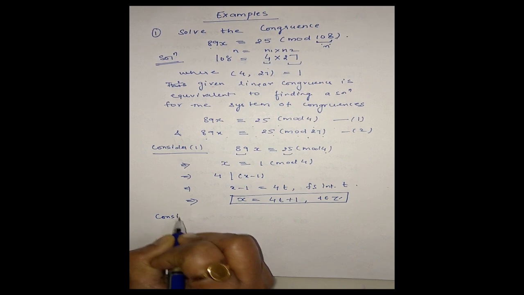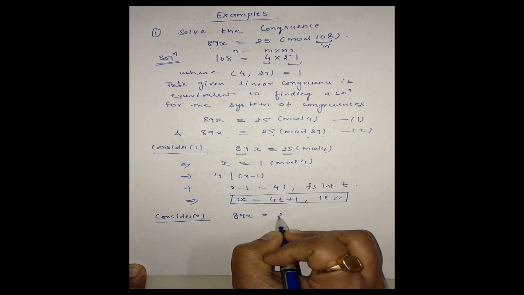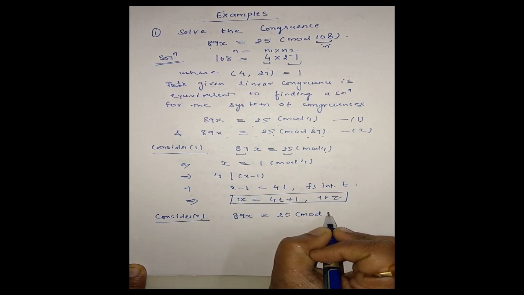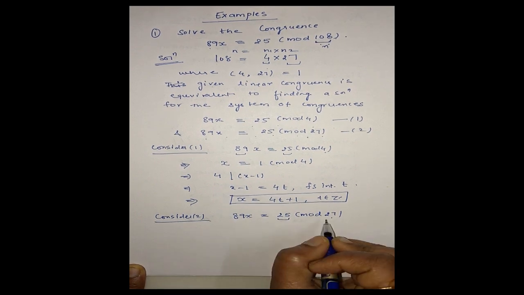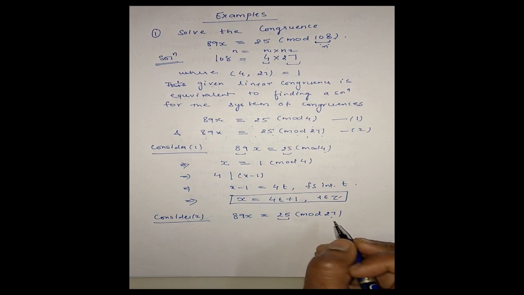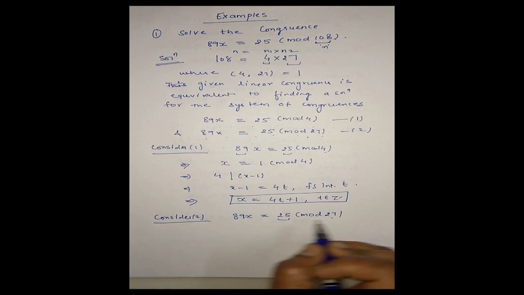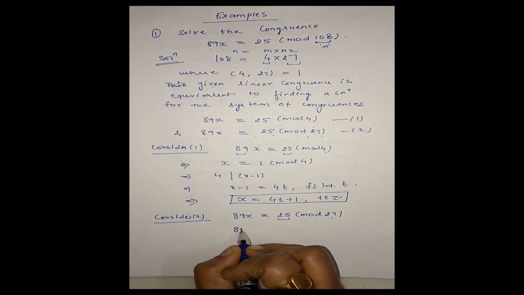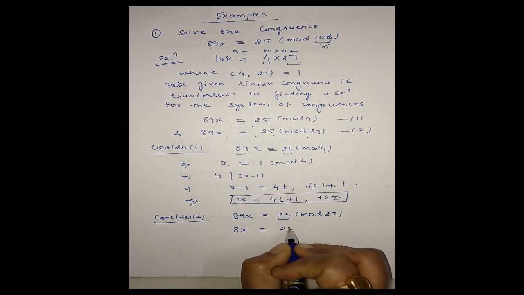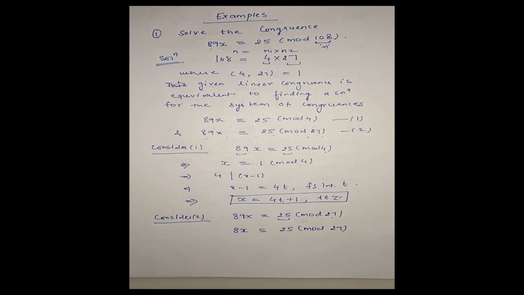Now consider 2: 89x is congruent to 25 modulo 27. Now this number is less than 27, no problem here. But 89 is more than 27. Now we divide 89 by 27 and write the remainder here. 27 into 3 is 81, therefore the remainder will be 8. So 8x is congruent to 25 modulo 27 here. Now substitute the value of x from here to here.